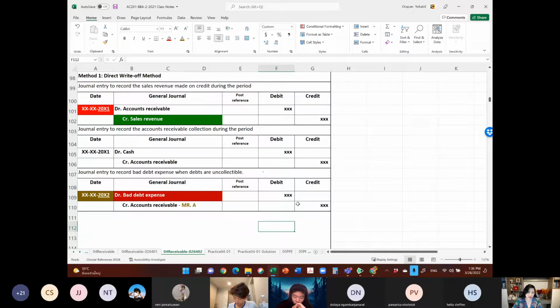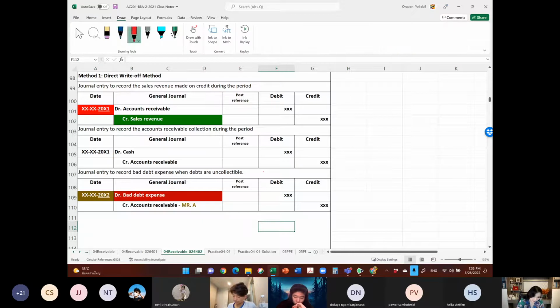So the problem here is that the company has the expenses in year two, but the revenue is in year one. All right, see that? So what happened is we have a mismatching problem.